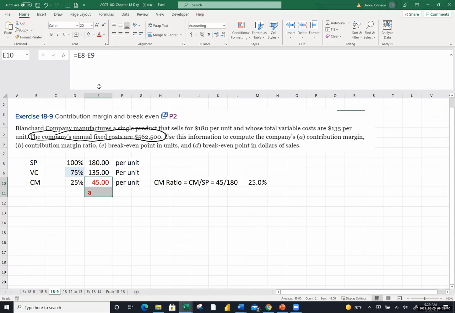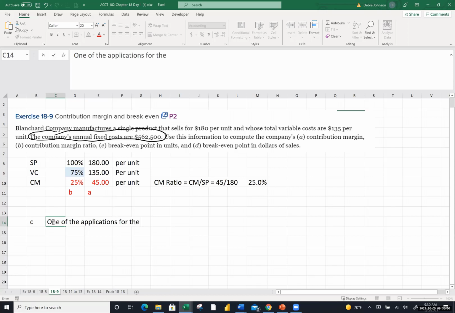The company's B, contribution margin ratio. Okay, we did that already because we're going to get in the habit of doing that even if they don't ask. And C, the break-even point. Okay, this is the new part. This is one of the applications of the contribution margin. So let me get that into your notes. One of the applications for the contribution margin is the break-even point.